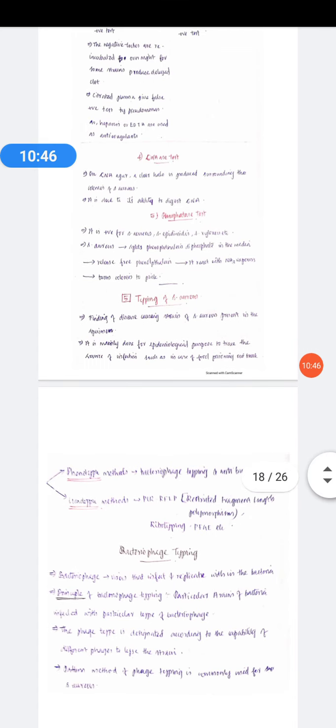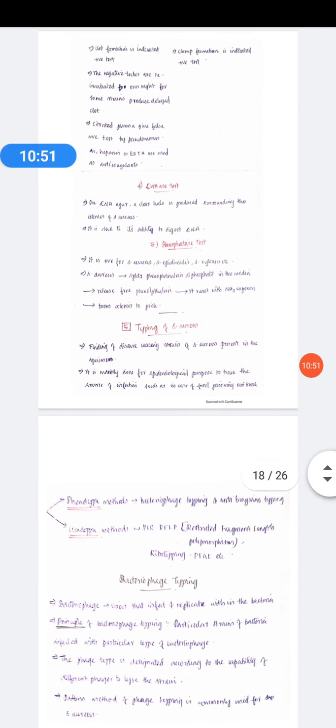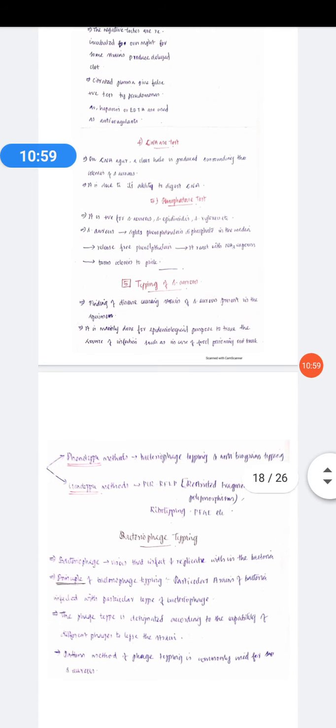Then come to the fifth test, that is the phosphatase test. In the case of the phosphatase test, what happens? This enzyme is positive for Staph aureus, Staph epidermidis and Staph saprophyticus. The phosphatase enzyme splits phenolphthalein diphosphate into free phenolphthalein. Then it reacts with ammonia vapors and in turn the colony turns pink. We know phenolphthalein reacts with ammonia vapors and turns pink. So in the phosphatase test, Staph aureus shows pink color.